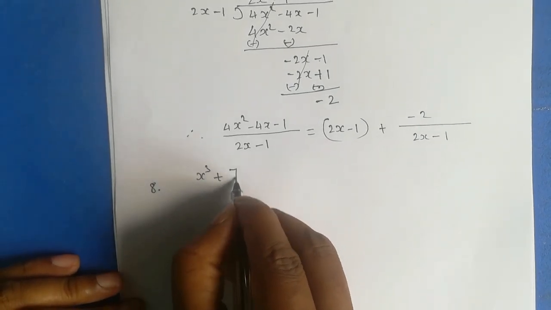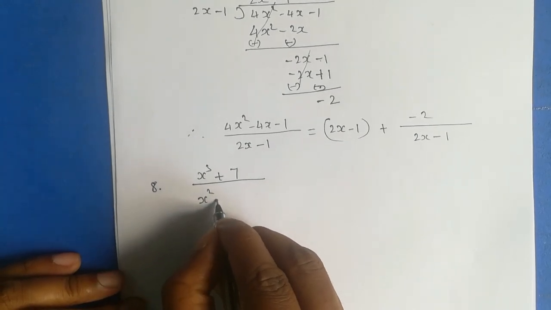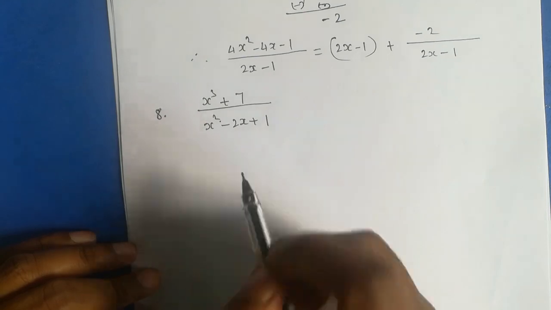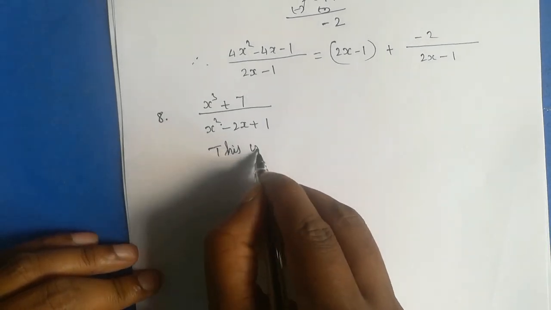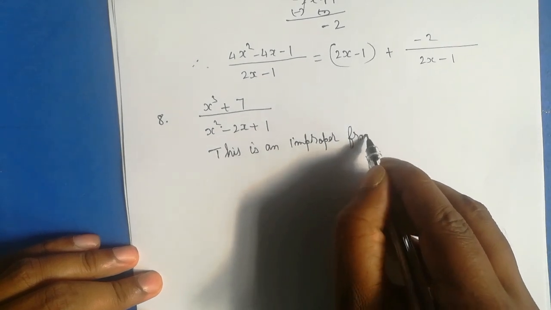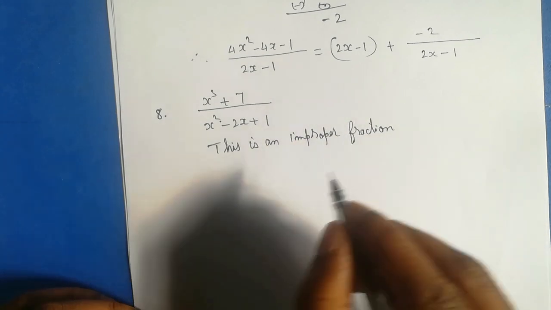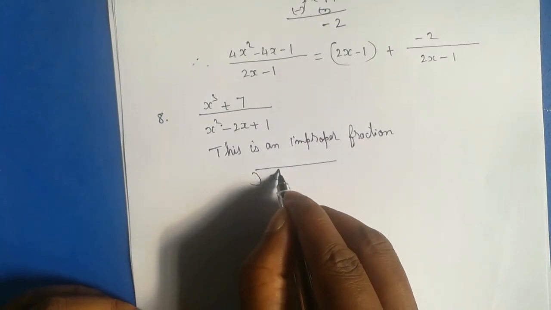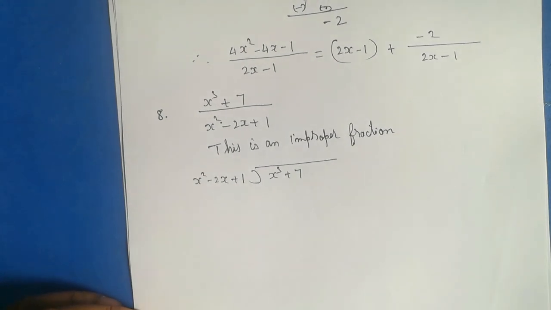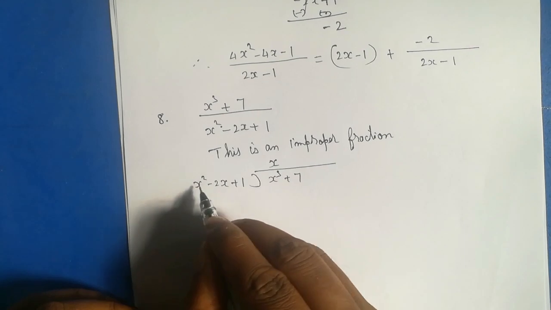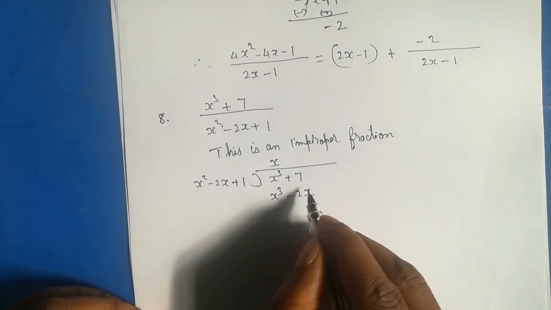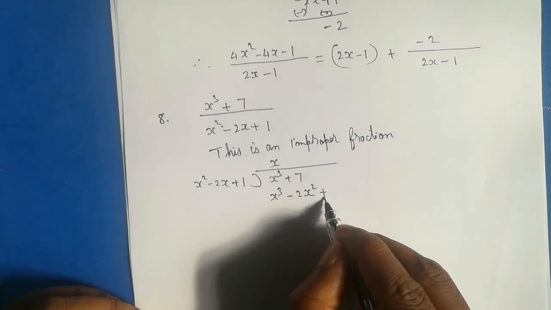x³ + 7 divided by x² − 2x + 1. Degree is 3, degree is 2. This is an improper fraction. So we'll divide this. x³ + 7, x² − 2x + 1. You should get the same term, so multiply by x. x into x² is x³, minus 2x², x into x is x², plus x.